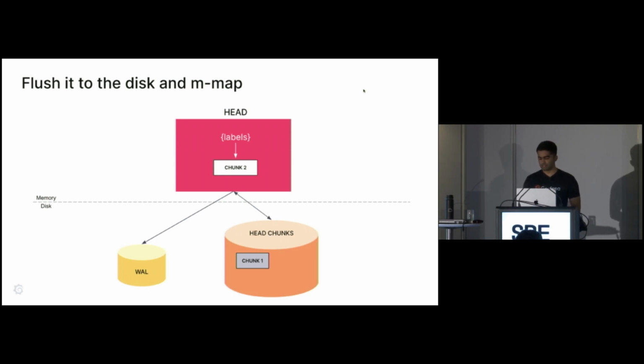So yeah, the same process repeats. A chunk fills in, you flush it again, and you get more chunks like this. So this is a high-level view of how the in-memory database in the TSDB works.